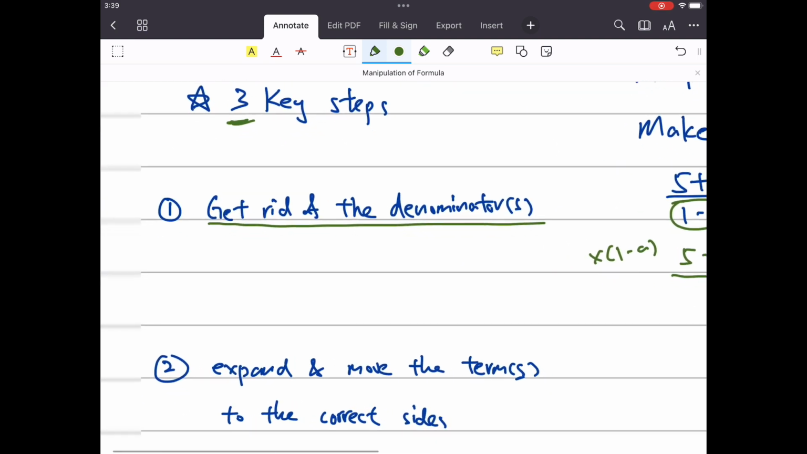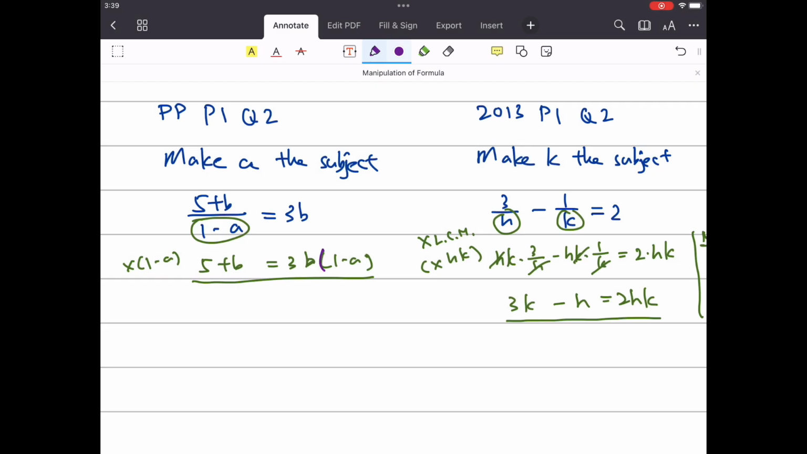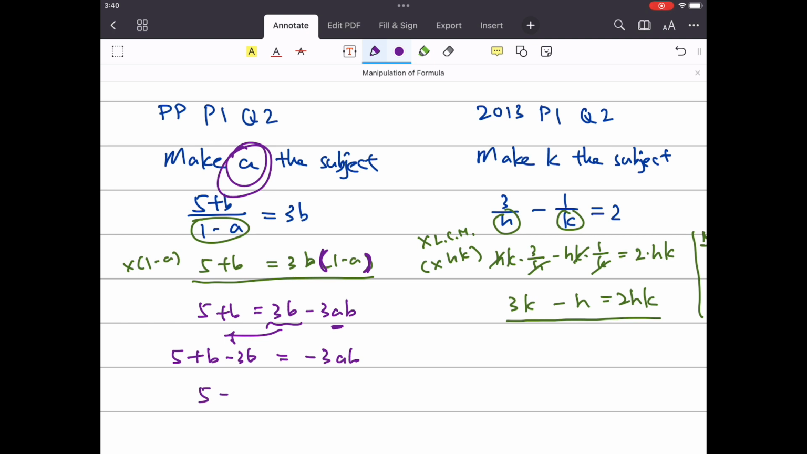For the second key step, we need to do the expansion and move the terms to the correct side. For the one on the left, we can see the brackets, so we expand it to get this. And then since the question asks you to make a the subject, we have a in this term, but the other term 3b doesn't have a. So we move that to the other side. After doing so, you can see that the terms with a are on one side and the terms without a are on the other side.